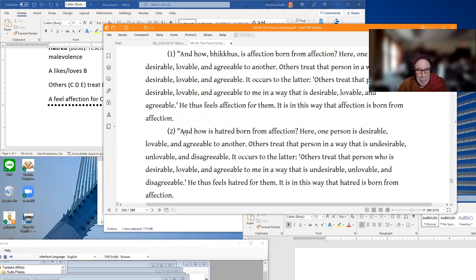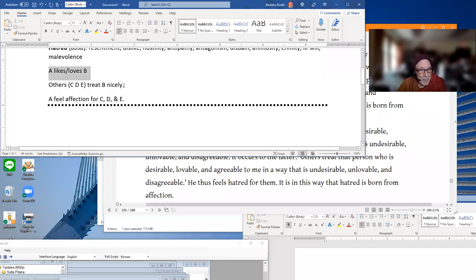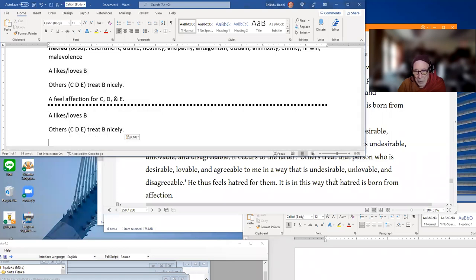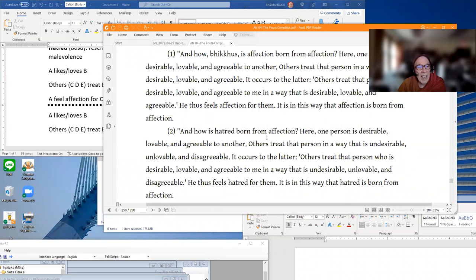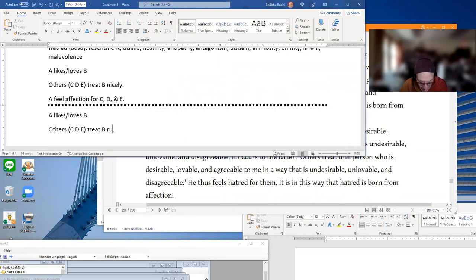Now we come to the second possibility. In this case, we have hatred born from affection. So here I have affection for a particular person, or more generally, A likes or loves B, and then others treat B in a way that, here the text uses the words, undesirable, unlovable, disagreeable. So others treat B rudely, you could say, or disagreeably.